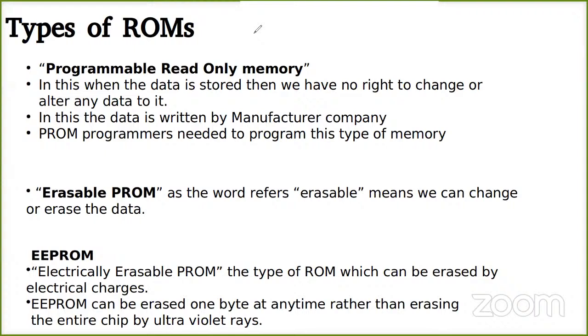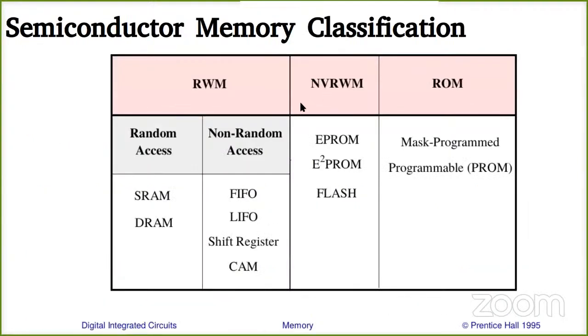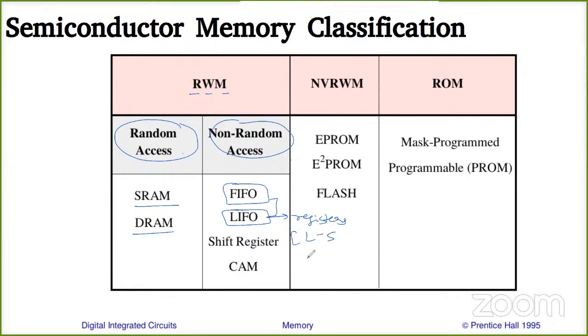Okay, what next? All right, so how do we classify this? Random access mein you will have your SRAM and your DRAM. When we're talking of read write memory, we have random access and we have non-random access. So you have this FIFO and LIFO and all, right? These are your registers. So you have learned of these registers, right? Your left shift, your right shift registers.